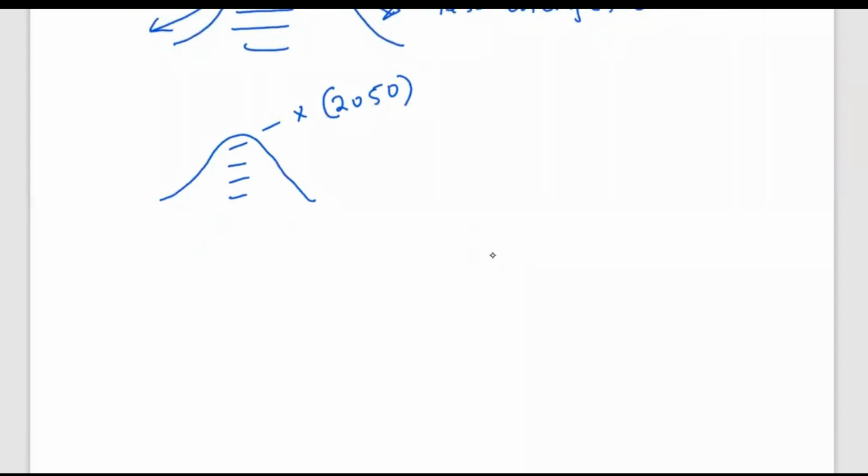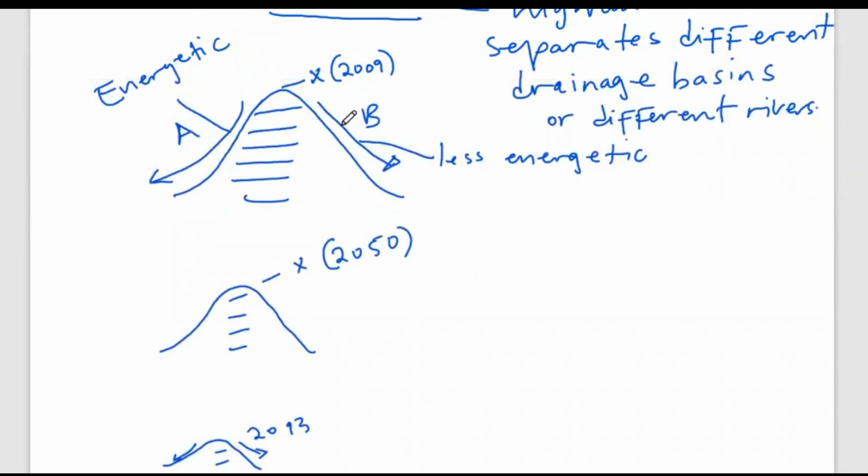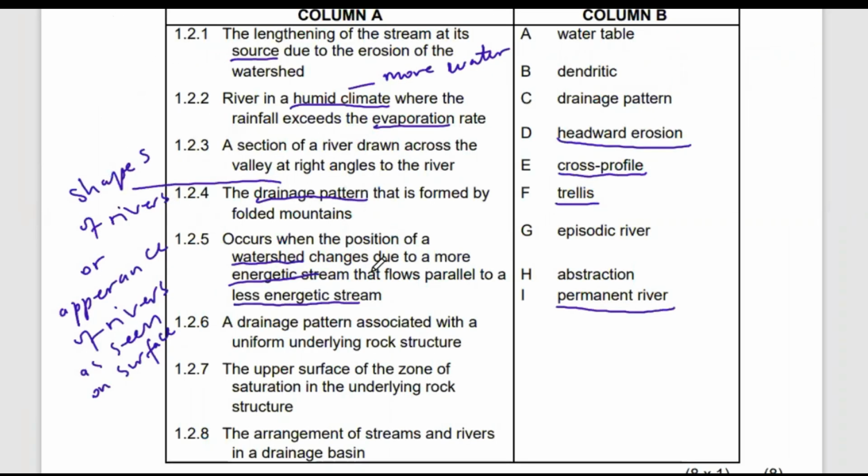Let's check again the watershed in another year. It's the same watershed, but it keeps on changing the size. You see? Now this could be in 2093. You can see that the watershed has changed the position, or its height has gradually changed. So if we compare the watershed in 2009, in 2050, and in 2093, you can see that the height has simply reduced. If we go back to the question, now we have understood what they mean when they say the position of a watershed changes. What is that term referred to when they say it occurs when the position of a watershed changes? So that will be point H, which is abstraction.